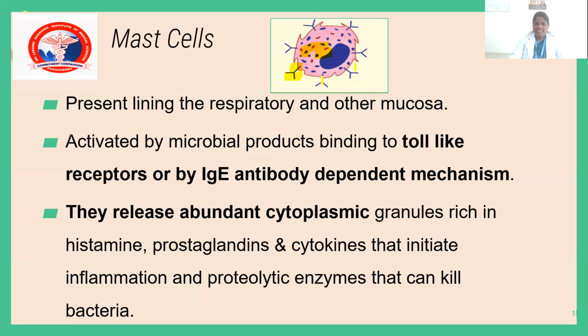Suppose there is an IgG antibody coated mast cell. If any kind of antigen comes, it reacts and engulfs it, so that with the help of the enzyme, granules are produced. With those granules, the bacteria are destroyed. So this is the mechanism of mast cells.